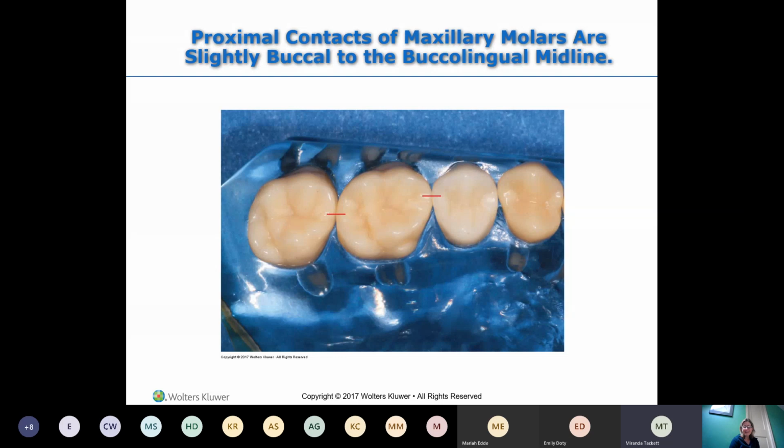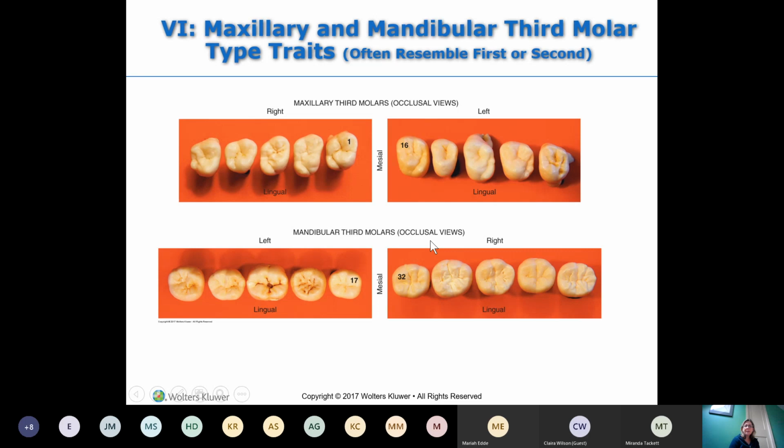Oh, we will. And then this is some real teeth, showing you where the contacts are. And again, if you divided this tooth right down the middle, you can see that it's a little more toward the buccal. These are just some different ways molars can look.